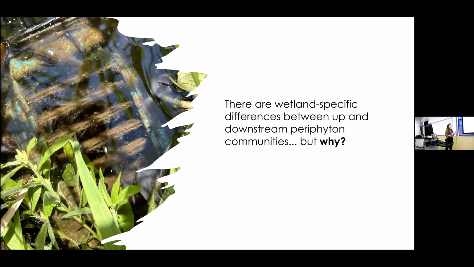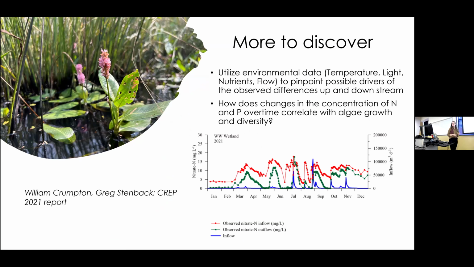Okay, so there are wetland-specific differences between up and downstream periphyton communities, but why? Well, there's a lot more to discover. I will be using the environmental data of temperature, light, nutrients, and flow data to pinpoint possible drivers of these patterns that we just saw, using multiple regression, essentially finding correlations between these environmental variables and these periphyton growth patterns. I'm particularly interested in how the concentration of nitrogen and phosphorus over time can correlate with this growth. In addition to our environmental data, we will be utilizing the Crumpton lab data, as they have continuous sensors up and downstream for flow and nutrients.